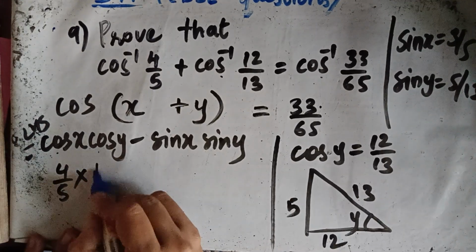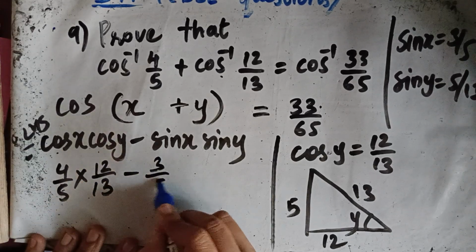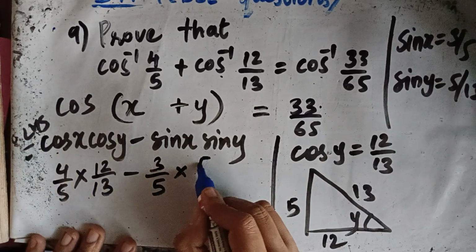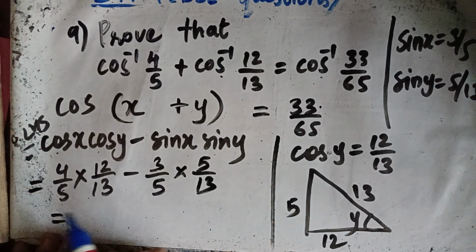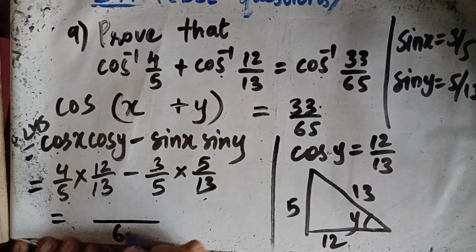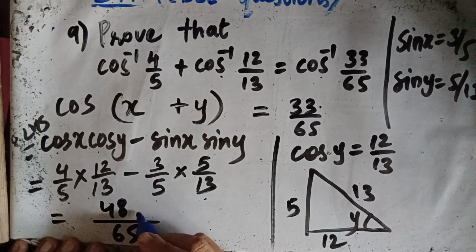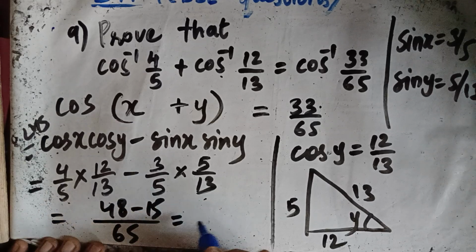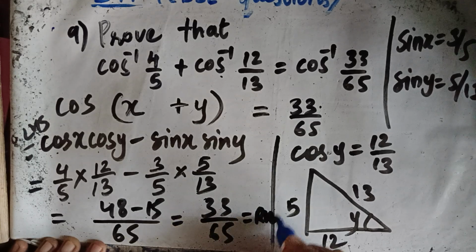Cos y is 12 upon 13. Sin x is 3 upon 5. And this is 5 upon 13. Okay, so the denominator we are keeping as it is. This is 65 and this is 48 minus 15. So this is nothing but 33 by 65, which is our RHS.